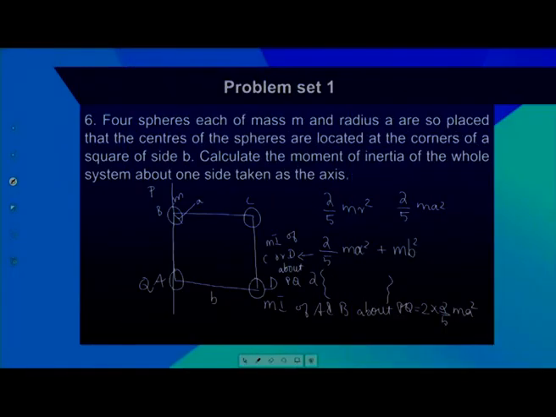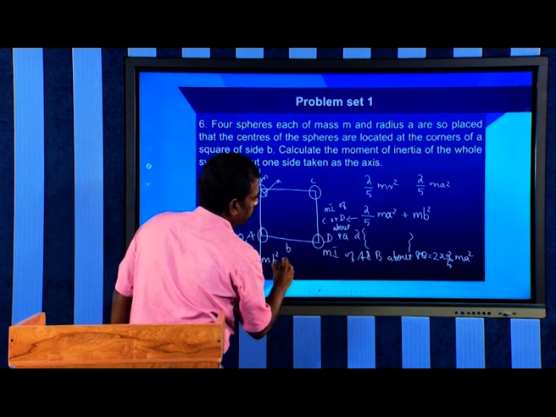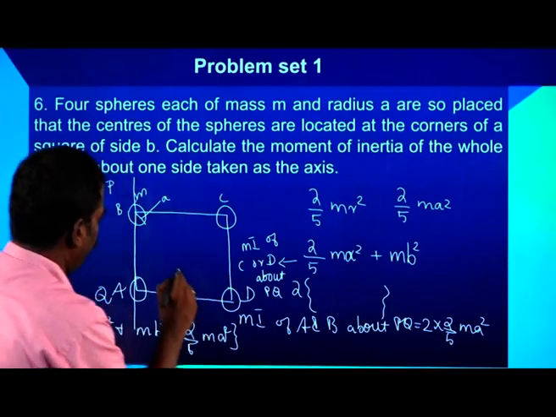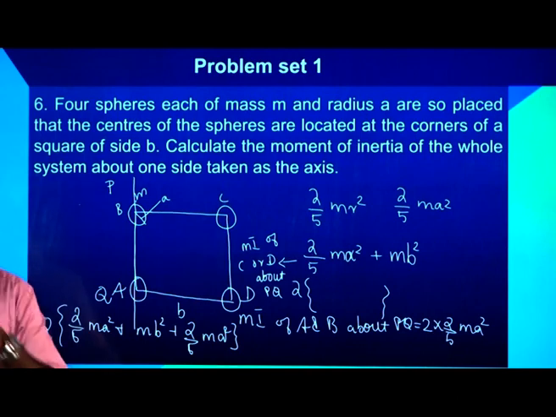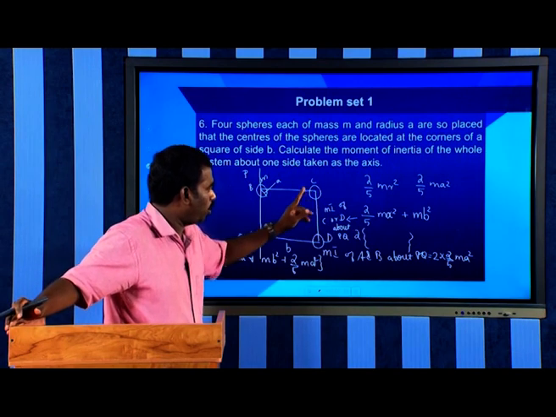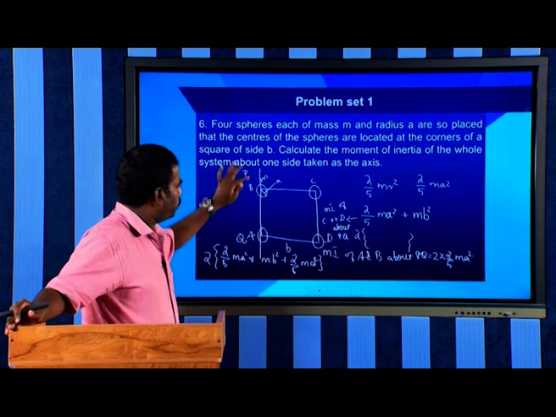So what is the final answer, the moment of inertia of the whole system about the side PQ? Just add these two. You get 2 into 2 by 5 m a square plus m b square, plus 2 into 2 by 5 m a square. This is the final answer. First, find the moment of inertia of either C or D about PQ, then of C and D about PQ, then of A and B about PQ, and just add these.